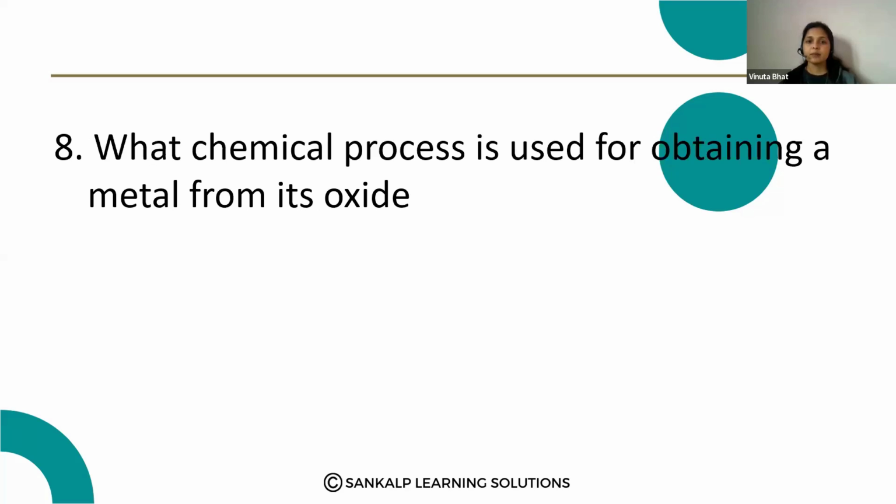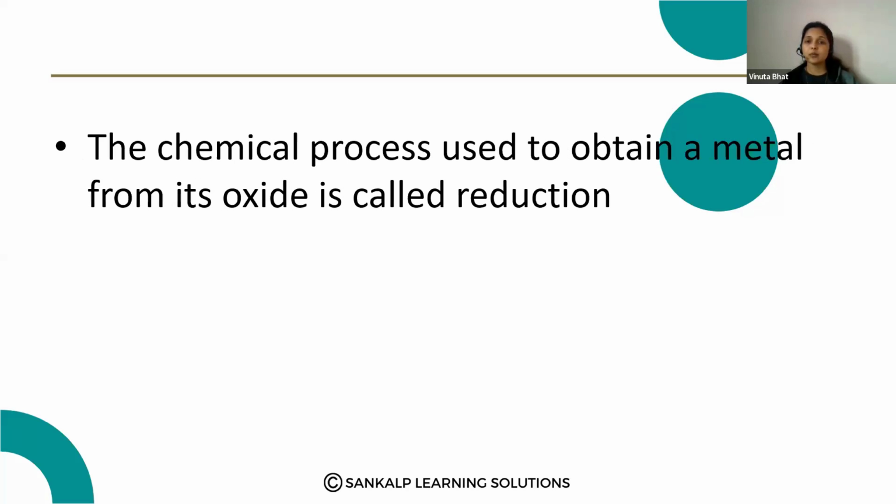Next question. What chemical process is used for obtaining a metal from its oxide? Which process is used here? Here, the chemical process used to obtain a metal from its oxide is called reduction. Reduction process is used here. The chemical process used to obtain a metal from its oxide is called reduction.